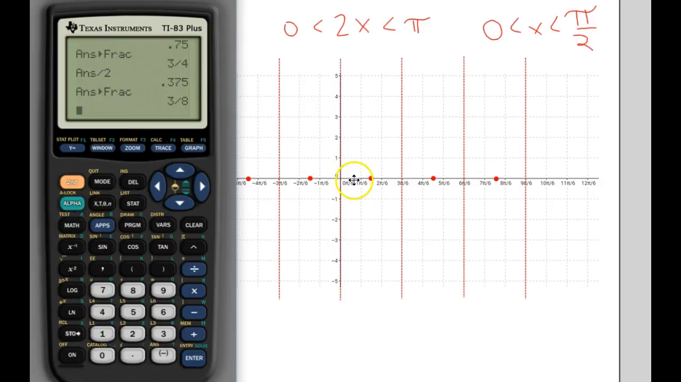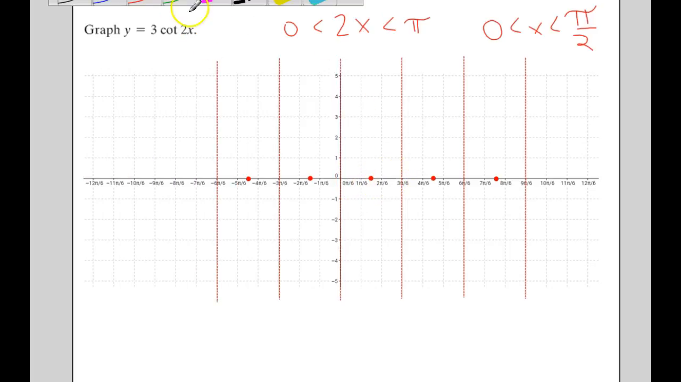So at pi over 8 right here, at 3 pi over 8 will be that point right there. We're going to be at the points, right, because cotangent goes downhill between these. At pi over 8, we're going to be at 3. And then at 3 pi over 8, we're going to be down at -3. And we're going to do that same thing as many times as we want to. Halfway between the vertical asymptote and the intercept is where we're going to hit these 3's and these -3's.